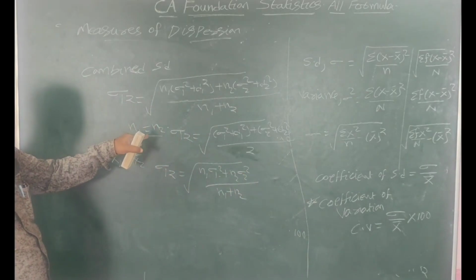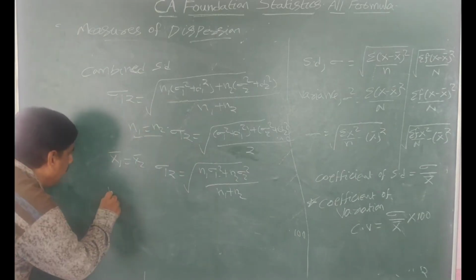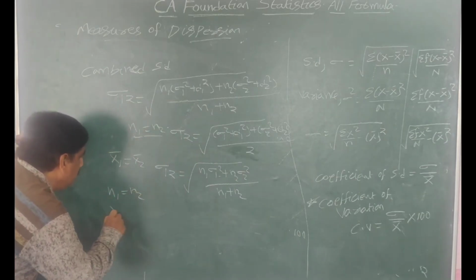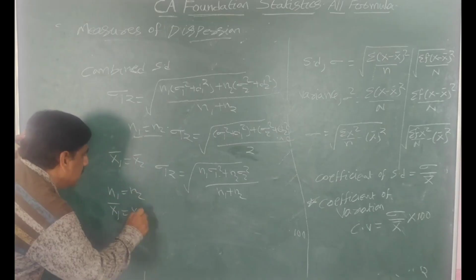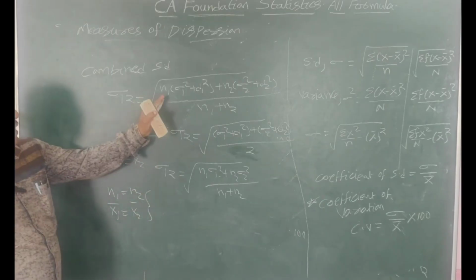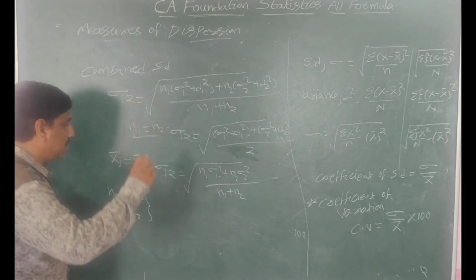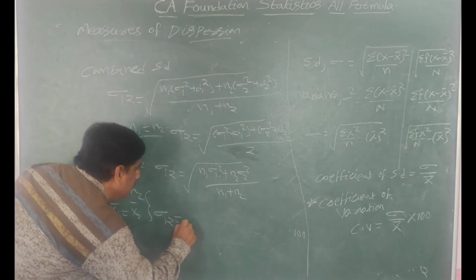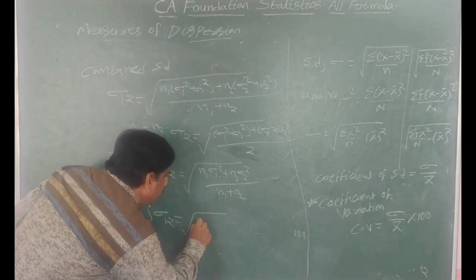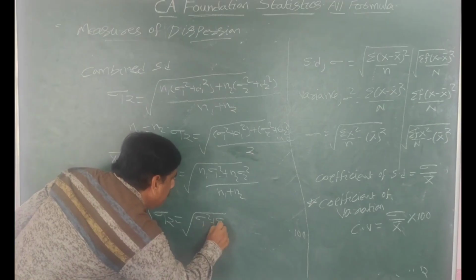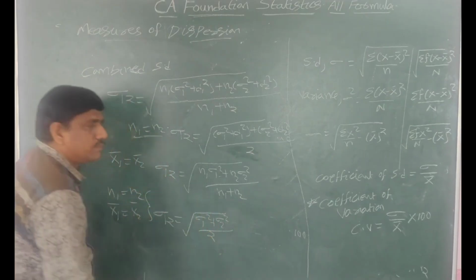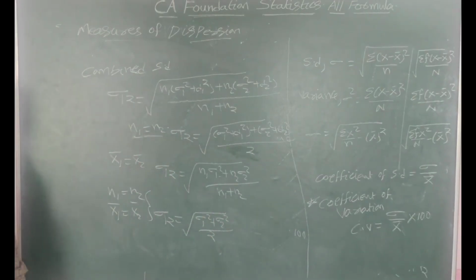And if both the number of observations and the means are equal, what will be your formula? He may ask. If both are equal, remove n1 and n2 and d1 and d2 in the combined SD formula. Then the combined SD formula in this case will be the square root of sigma 1 square plus sigma 2 square by 2. Okay, these are the different cases.